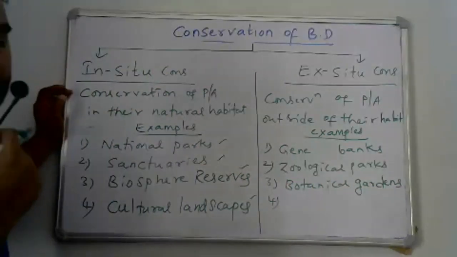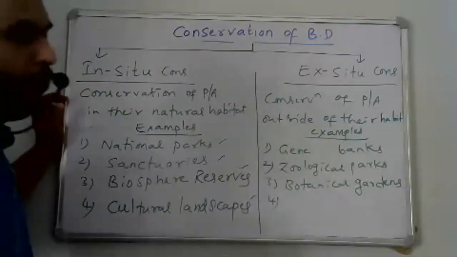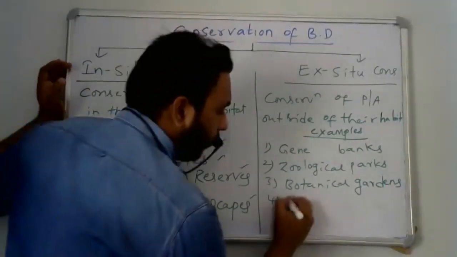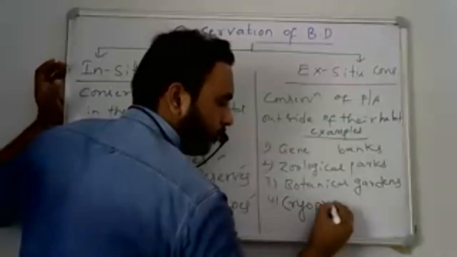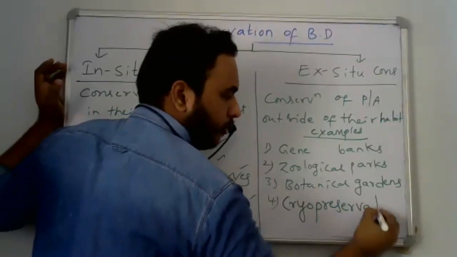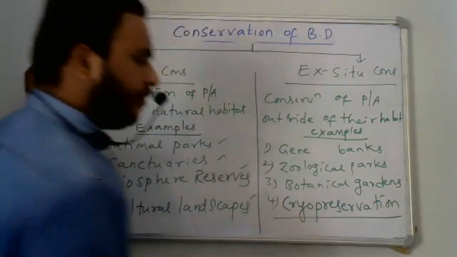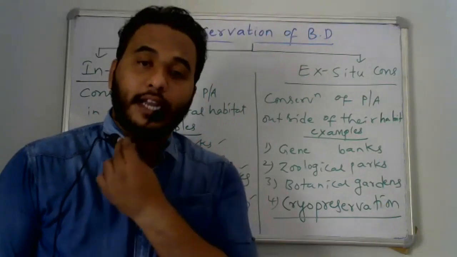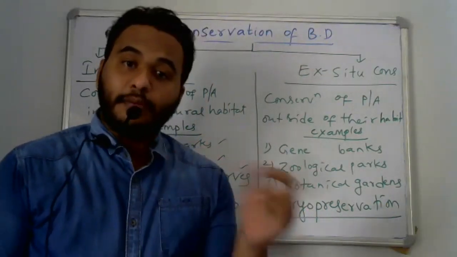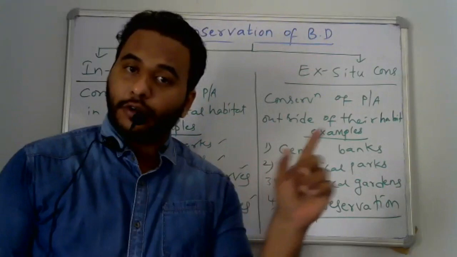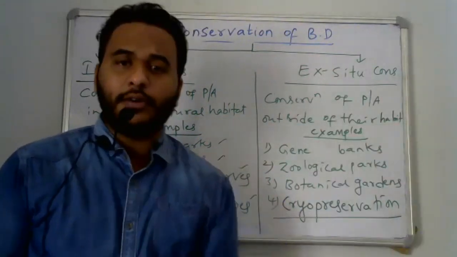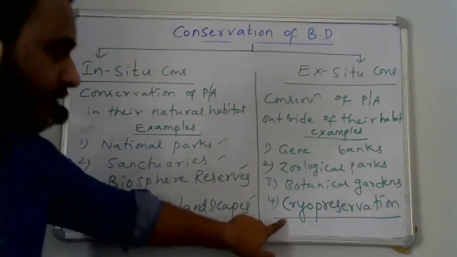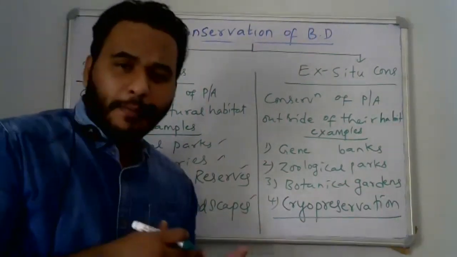Botanical gardens and also cryopreservation. So cryopreservation means using liquid nitrogen. You studied in the second chapter that the storage of pollen grains can be done by cryopreservation, in liquid nitrogen at minus 196 degrees. That is cryopreservation. Very cold temperature.